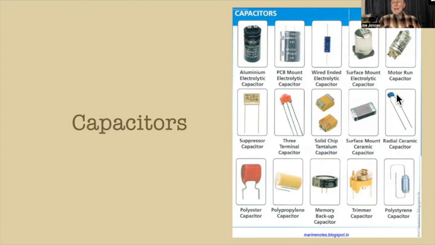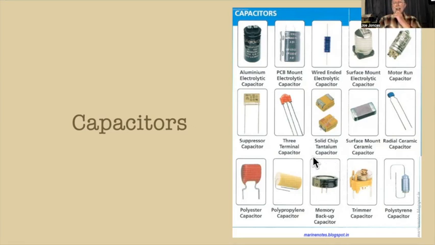Now, here's a ceramic capacitor. Here is a polyester capacitor. Here's a polypropylene capacitor. And here's a polystyrene capacitor. These are all different kinds of dielectrics. They all have different characteristics, applications. I mean, it can go on and on and on. You can get a master's degree in explaining capacitors, and we're not going to do this.